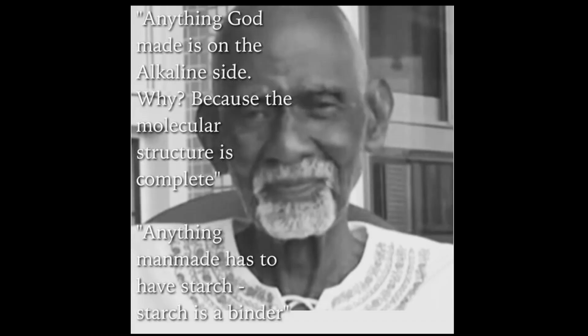What else did Dr. Sebi say? He said anything God made is on the alkaline side. Why? Because the molecular structure is complete. And he said that anything man-made has to have starch. Starch is a binder. So he was big on this acid-alkaline thing. He was very big on acids and alkalines.